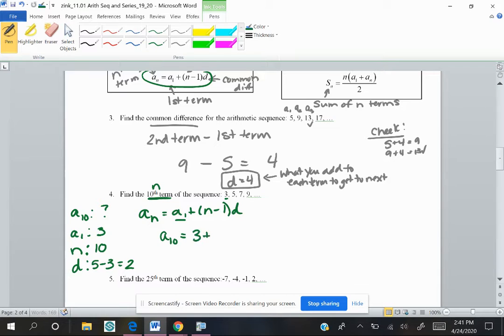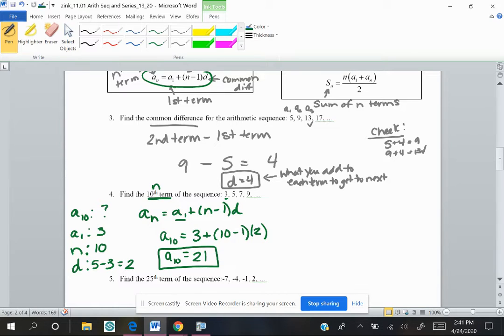Okay, so we're finding a sub 10. First term is 3, n is 10, common difference 2. And really at this point you can type that right into your calculator, or you can do your order of operations. 10 minus 1 is 9, 9 times 2 is 18, plus 3 gives us 21. So the 10th term would be 21.